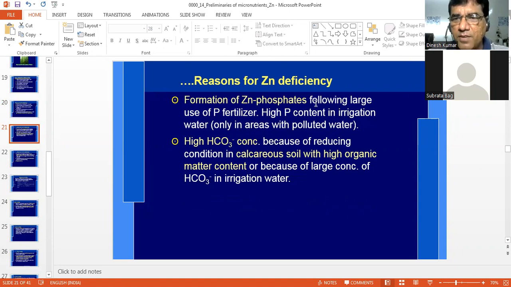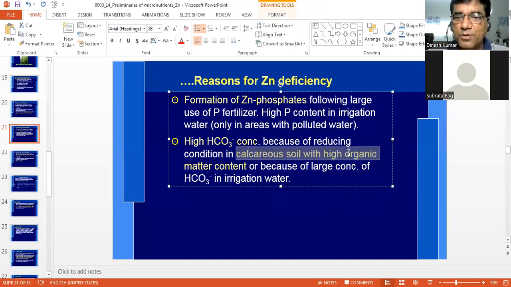Formation of zinc phosphate following large use of P fertilizer. If in proportion to zinc, if you use more phosphatic fertilizer, then also you will get zinc deficiency. High phosphorus content in irrigation water can also reduce the zinc availability. High bicarbonate concentration because of reducing condition in calcareous soil with high organic matter content. So you will get more bicarbonate and hence the reduced availability of zinc.